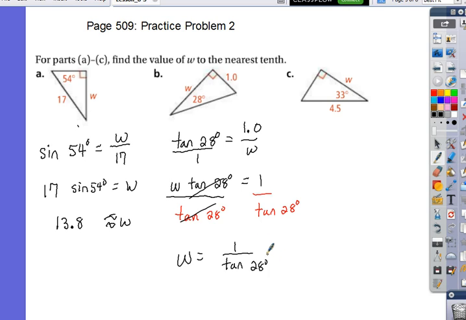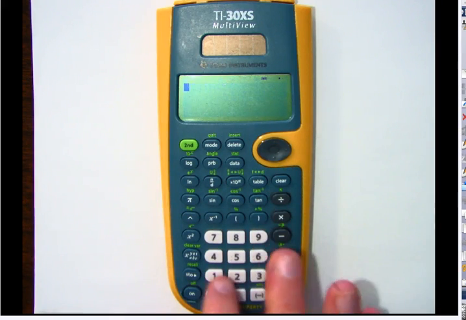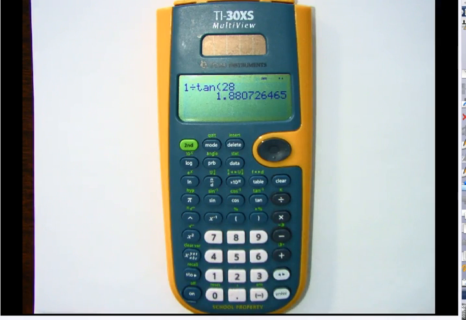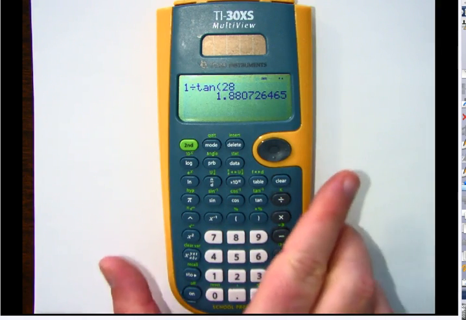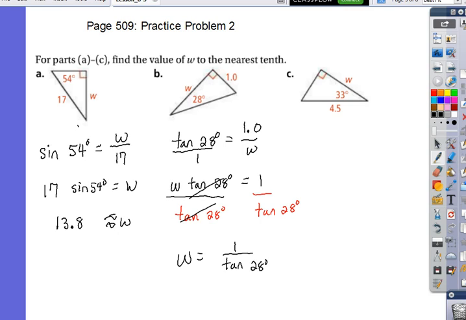So when you go back to your calculator, we're going to divide 1 by tangent 28. And that'll be 1.88. We're rounding off to the nearest tenth, so that'll be 1.9. So W is approximately equal to 1.9.